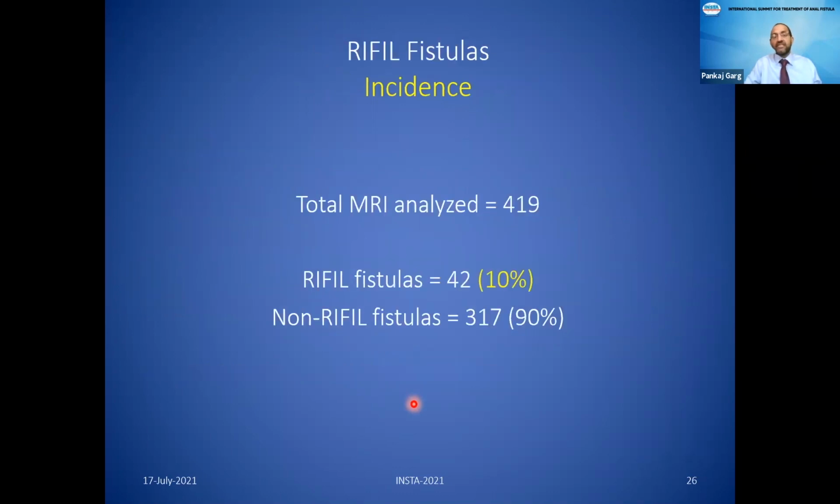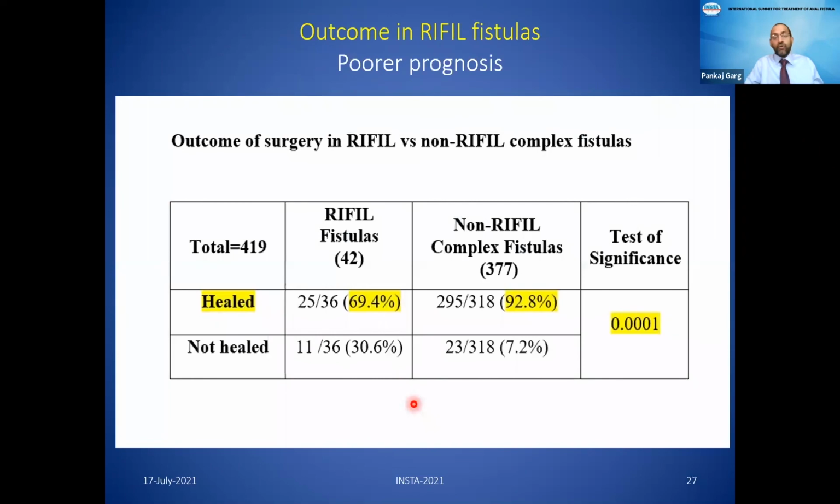So we analyzed 419 MRIs, and out of those, RIFIL fistula was present in 10% of patients. Obviously, the healing rate was much lower in RIFIL fistulas, around 69% as compared to 92% in non-RIFIL fistulas, which was highly significant.